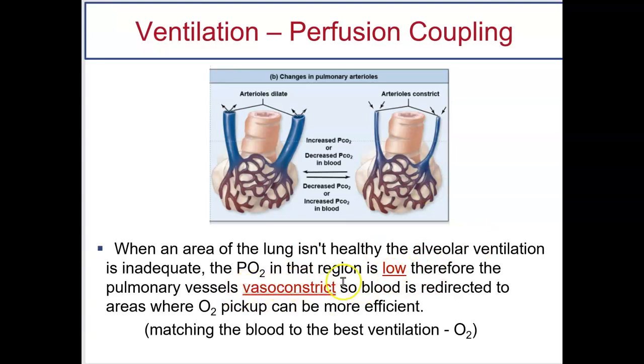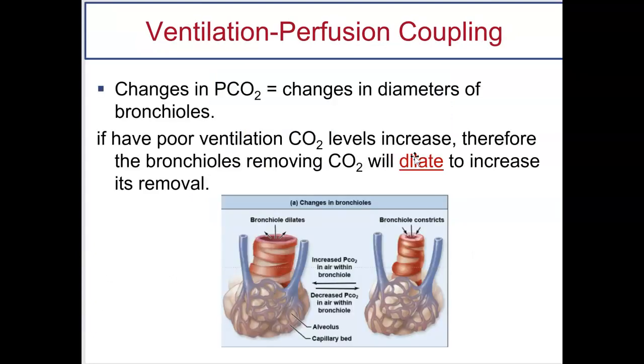which causes vasoconstriction of the pulmonary vessels. You're going to dilate the vessels to the area with the best ventilation, and constrict the vessels where you have the worst. Anytime we have this hypoventilation, we also have an issue with CO2, right? We can't get O2 in, we can't get CO2 out.